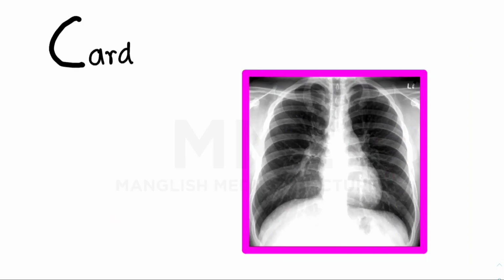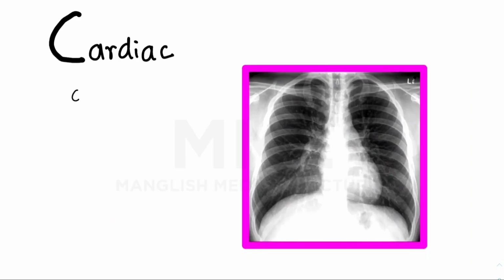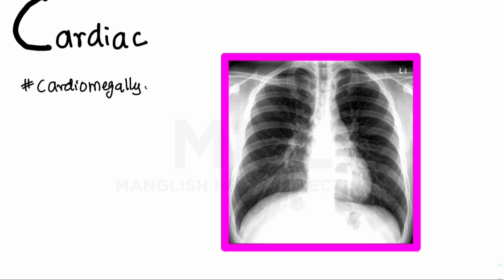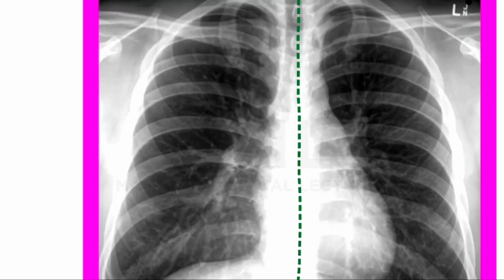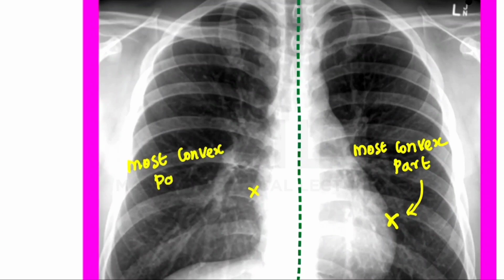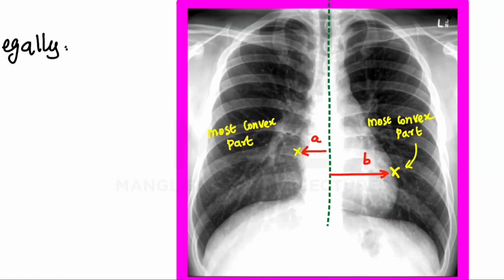Now let's come to C, that is cardiac. Here we'll be mainly focusing on cardiomegaly, the borders of the heart. What are the structures we can see? Okay, so let's first finish the cardiomegaly. So first you have to draw a midline using the spinous process. Okay, that's the midline, and I've drawn it based on the spinous process. Now you have to mark the most convex points on the left side and the right side. So we have marked two of the most convex part, and we measured them, A and B.